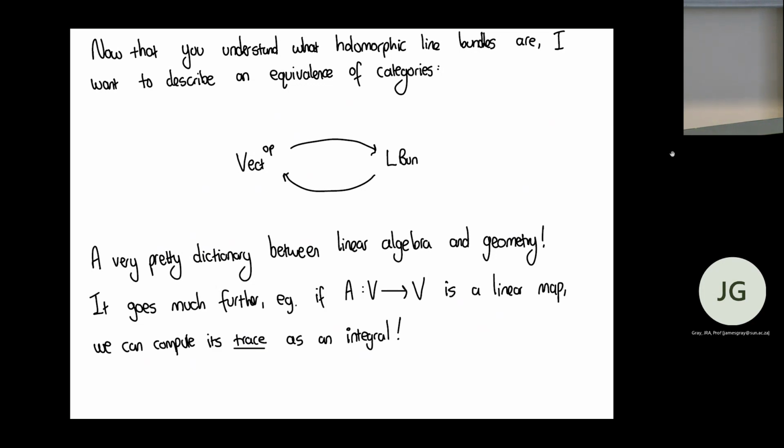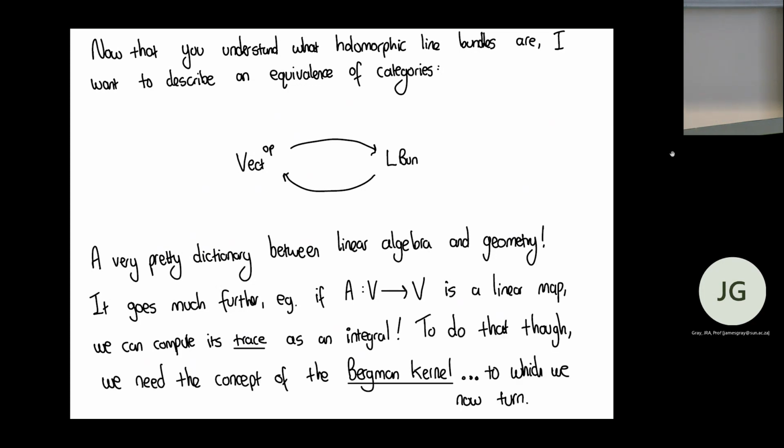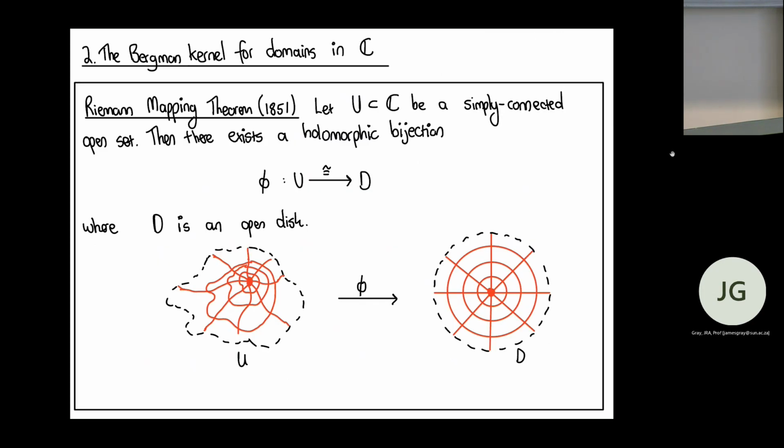And this dictionary goes much further. So for example, if A is a linear map from a vector space to itself, you can compute its trace on the geometric side by calculating a certain integral. It's really handy, right? It gives you a bunch of tools in your toolbox. But to do that, we're going to need another concept called the Bergman kernel, and to that we're going to now turn. Okay. So this now ties in with what I was talking about at SAMS.